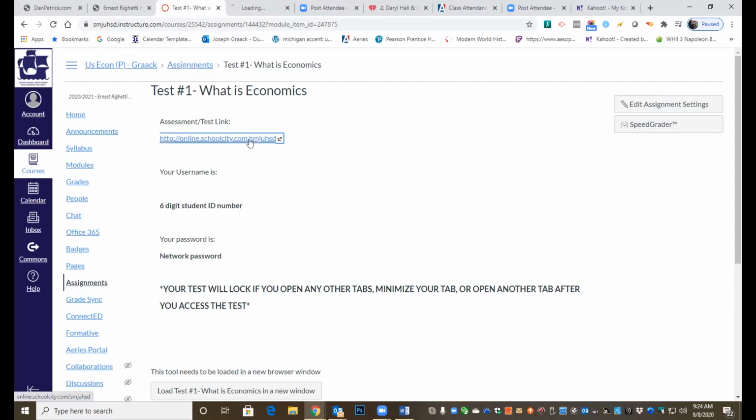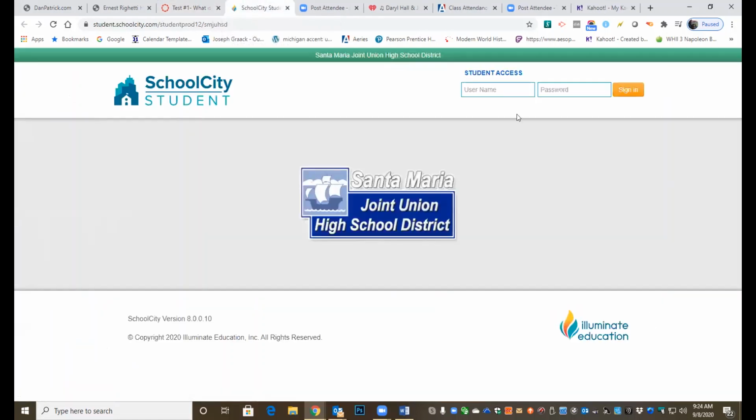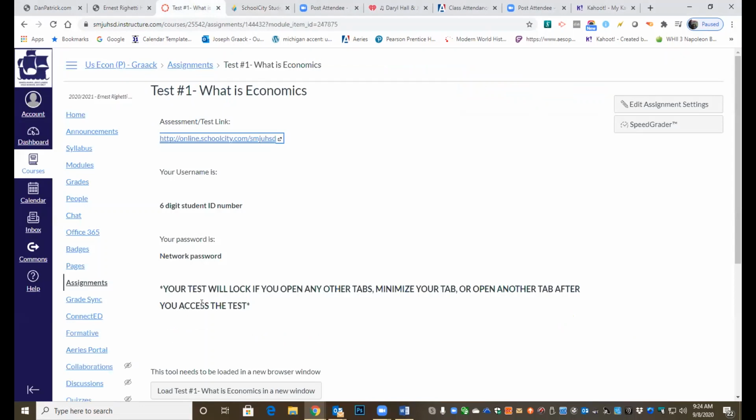So if you click on this, I'll show you what it's going to look like. Your username is going to be your 6-digit code, your 6-digit student ID number. Your password is going to be your tablet password, the same thing you use for your network to get in when you're at school. Your test will lock if you open any other tabs, minimize your tab, or open another tab after you access the test. It's going to shut down.